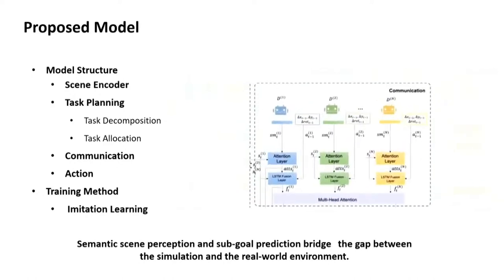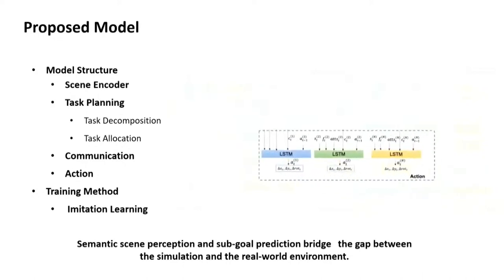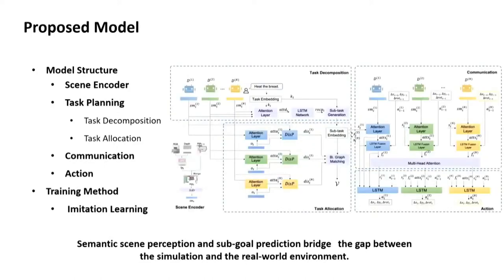The communication module exchanges the information among multiple agents based on the multi-head attention structure. And the action module predicts the next sub-goal for each agent and generates low-level actions. We use imitation learning to train the whole model. The semantic perception and sub-goal prediction bridge the gap between the simulation and the real-world scenarios.